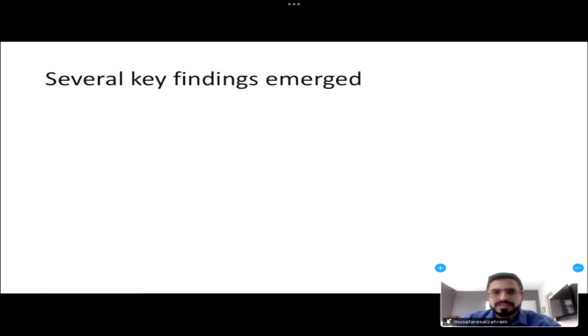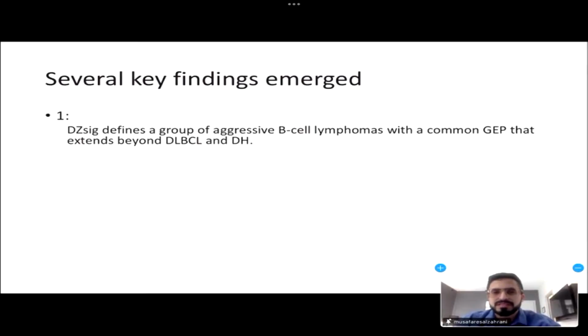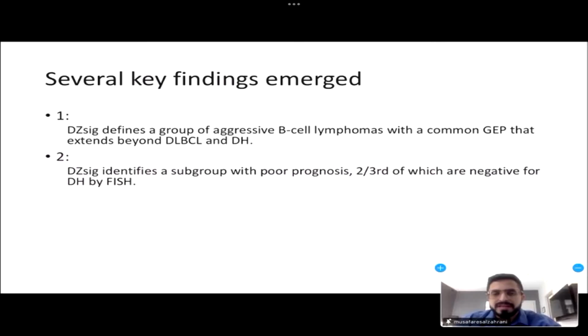Several key findings emerged from this study that are important to guide us and help us understand the disease. The dark zone signature defines a group of aggressive B-cell lymphomas with a common profile that extends beyond the double hit and the diffuse large B-cell lymphoma, and it identifies a subgroup of patients with poor prognosis. Two-thirds of them are negative for double hit by FISH.